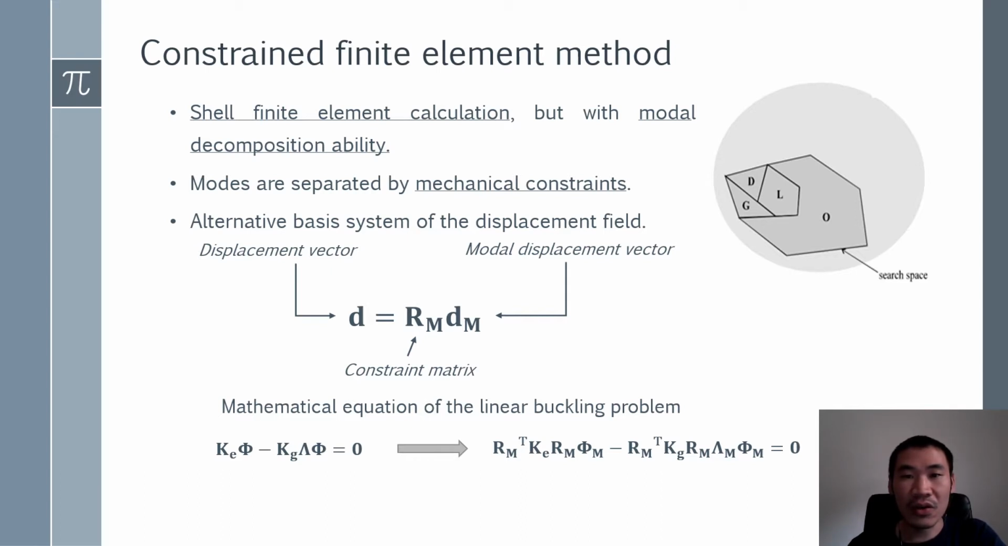Mathematically, the modal decomposition is a construction of the Rm constraint matrix, which transfers the displacement vector from the normal basis to the modal basis. And the solution of the buckling problem is the solution of the generalized eigenvalue problem as shown in these equations.